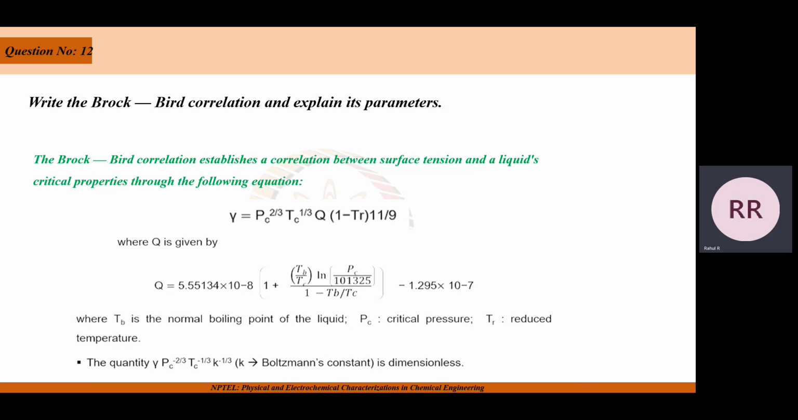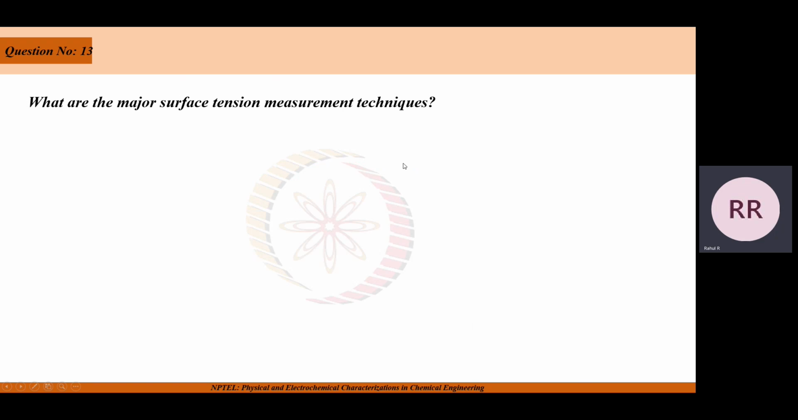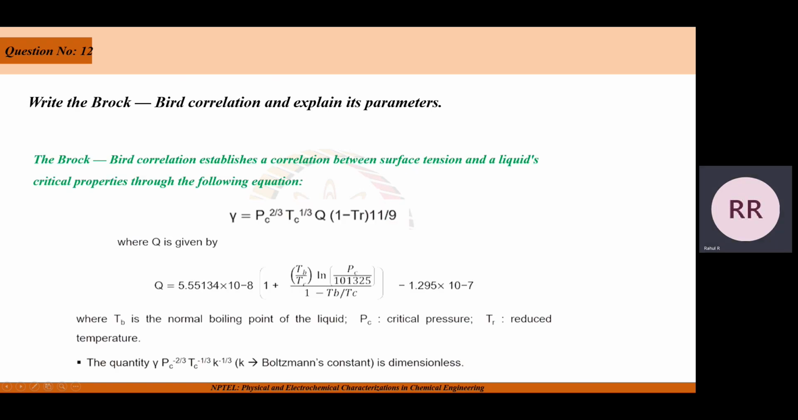The Brock-Bird correlation establishes a relationship between the surface tension of a liquid and the liquid's critical properties. The surface tension is given by Tc to the power 2/3, Pc to the power 1/3, Q times (1 minus Tr) to the power 11/9.